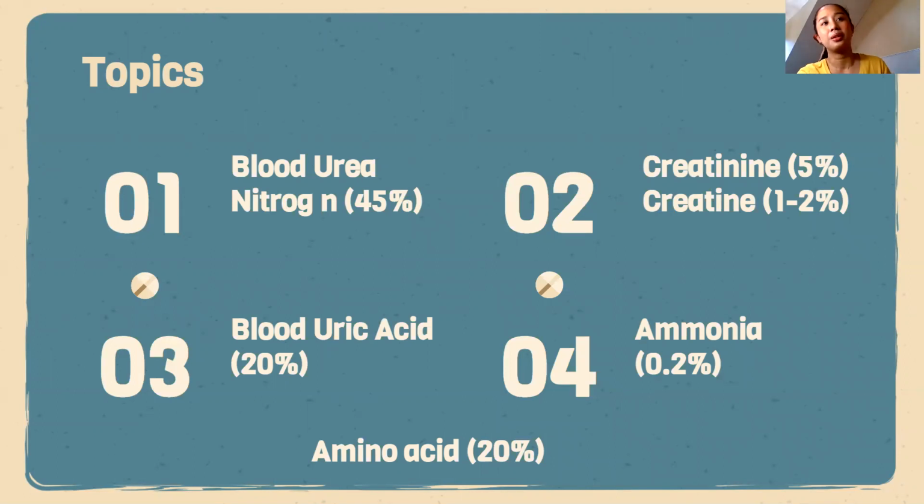So class, 45% of your NPNs are your BUN, your blood urea nitrogen. 20% are your amino acid. So in our discussion last meeting, 20% are your blood uric acid, creatinine 5%, creatine 1 to 2%, and ammonia is 0.2% of what passes through your kidneys. That is the percentage of your NPN.